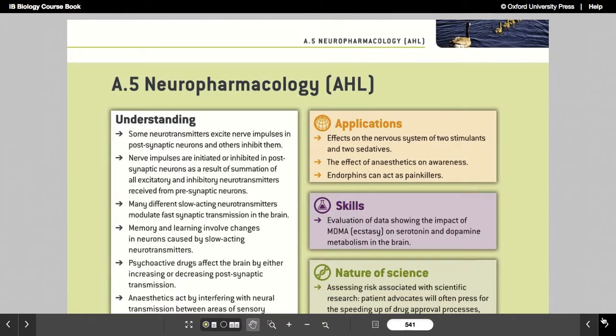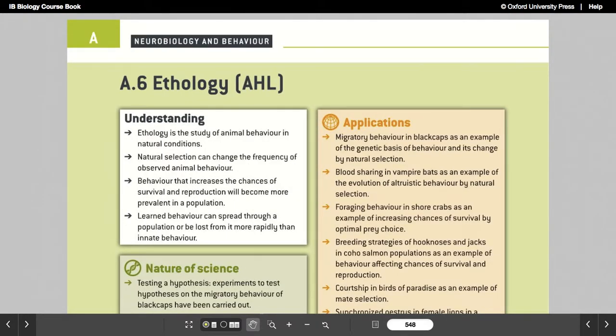Okay. And let's move forward and let's do the last one. So close to being done. Okay, last one is ethology. Here you guys just want to know the different examples of all the animal behaviors.